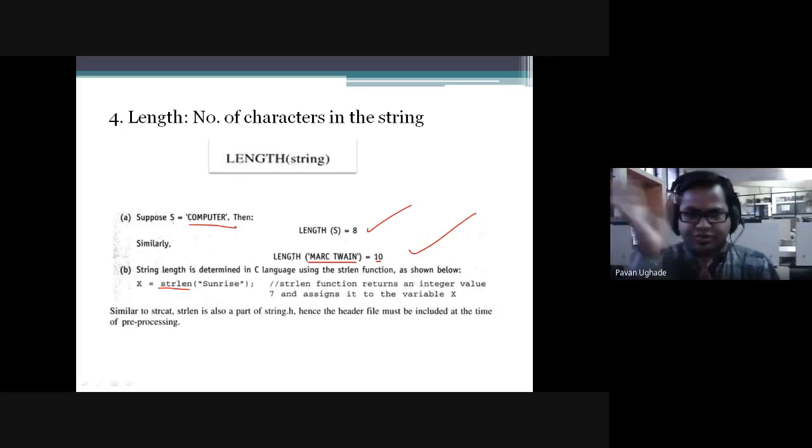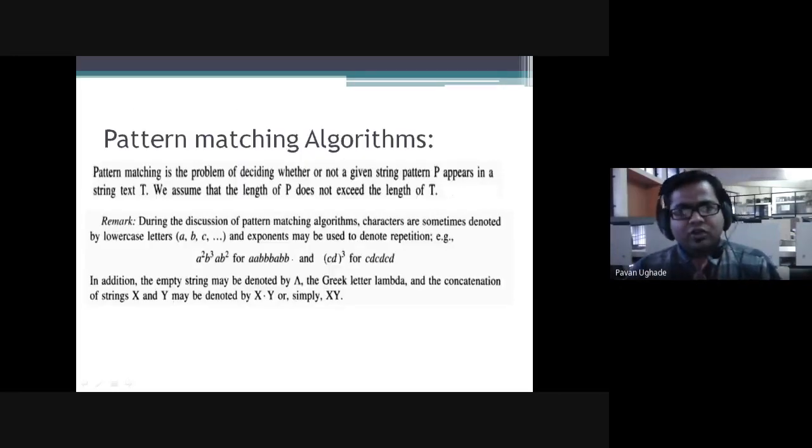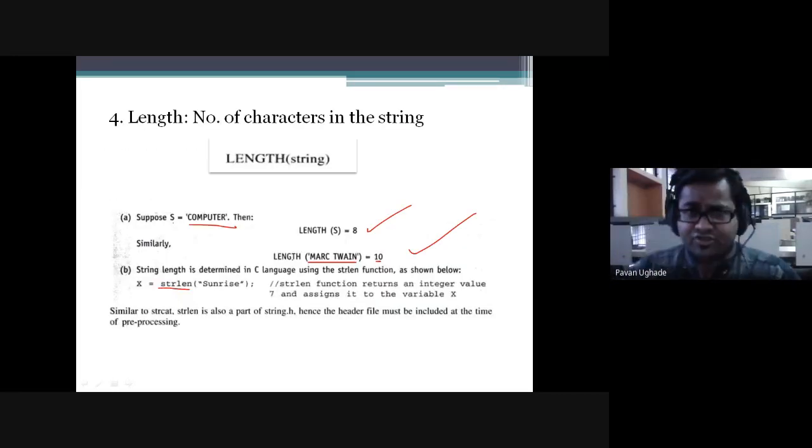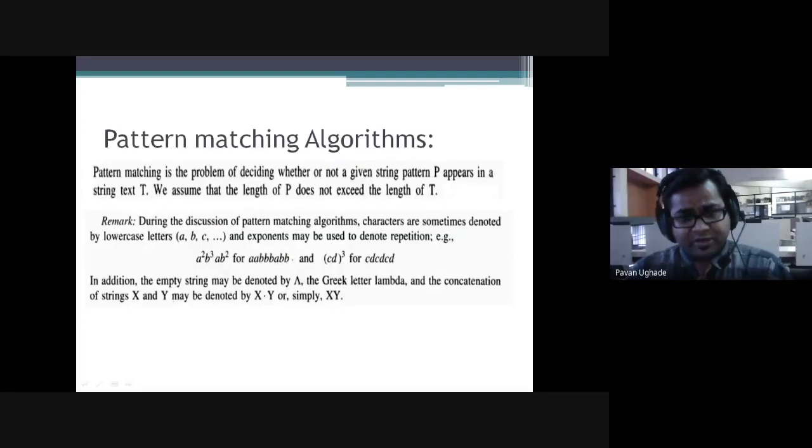That much you are already aware of. So these are four important functions that we will be using to understand the concept of pattern matching. Are there any doubts in any of the four functions? If not, I'll be taking a pattern matching algorithm, and you are supposed to give complete attention to understand the concept. This is a very, very important concept.